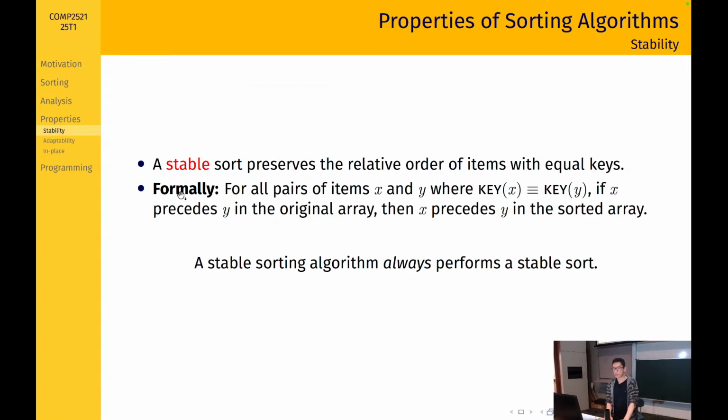And here is the formal description of stability. What this is saying is that a stable sort preserves the relative order of items with equal keys.